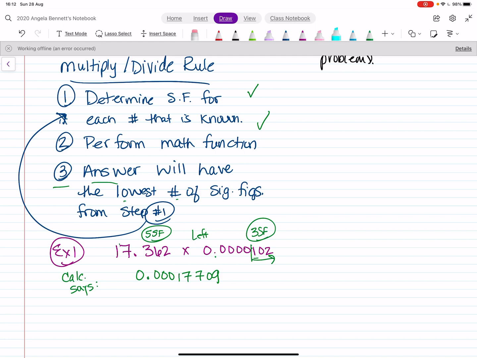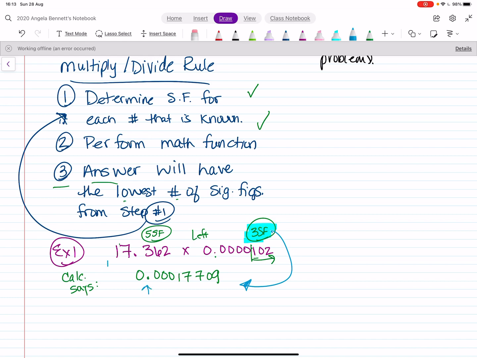All right, well, my step number 1 sig figs were 5 and 3. So this is my winner, meaning I have to have 3 sig figs in my answer. So I need to write this number with 3 sig figs. Well, let's see how many it currently has. I have a decimal point.